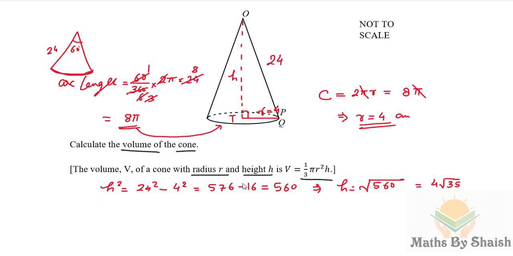And now we'll get the volume. So volume, we have given the formula, although we can remember it always. It is going to be 1/3 of the volume of a cylinder. That is why it is 1/3, and hence it is 1/3 pi r square into h. R is 4 square, h is root 560, and hence let's calculate this.